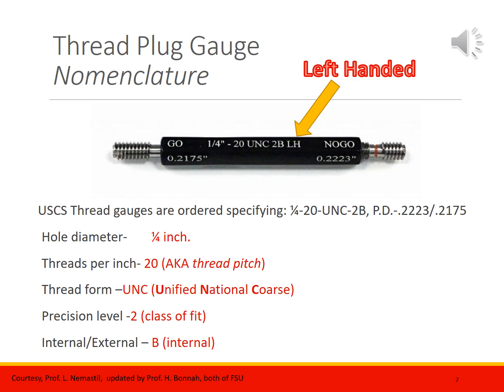The go pitch diameter is 0.2175. The no-go pitch diameter is 0.2223 inches. And the material is tool steel to a Rockwell C of 60 to 62. And it's a Class X tolerance gauge. It's a pretty nice gauge. So that's how you describe in grave detail a thread gauge.